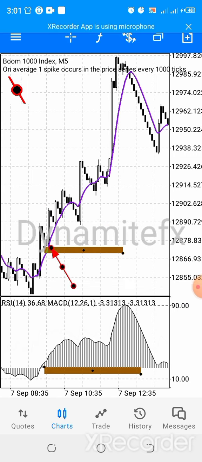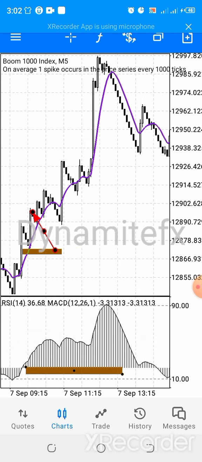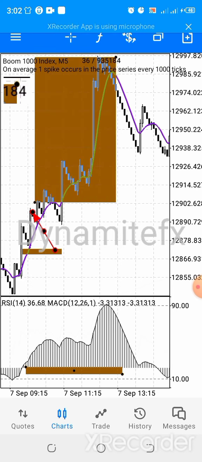Anywhere around here was your entry. And then look at all the profit you had. Your stop loss, of course, below the candle, just like what you have here. A little bit below the candle, right? And then look at what you had to catch. You had all of this to catch. All of this was yours.